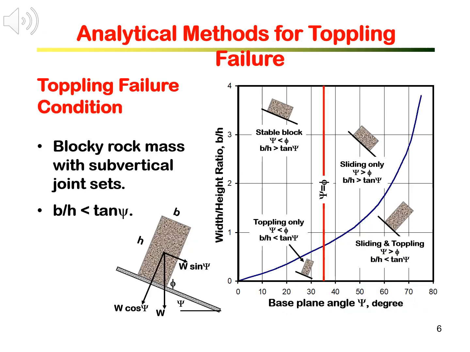For toppling, the failure is by the rock block tipping over its corner. Usually, the rock blocks are already formed by subvertical joint sets. Those blocks can slide and rotate when forces are acting on them. Toppling is therefore governed by the geometry of the block shape and the resultant force.